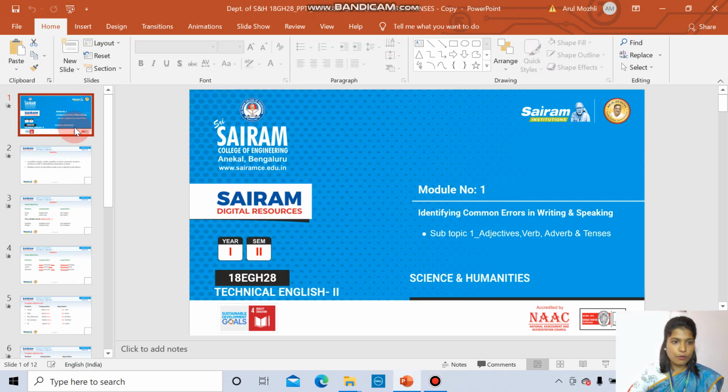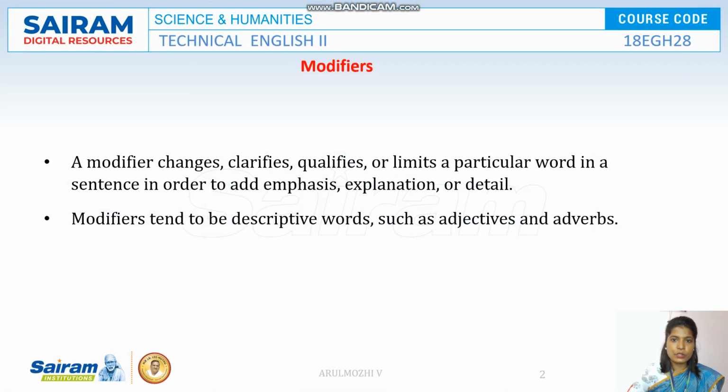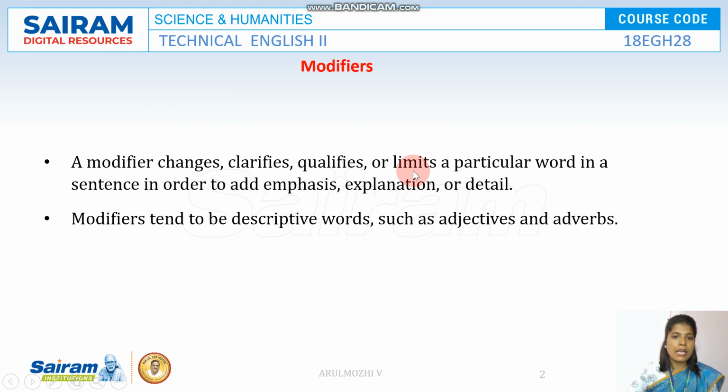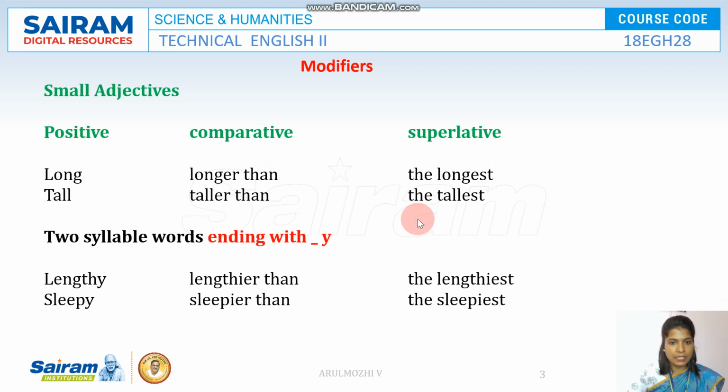In this video, we are going to see what adjectives are and what modifiers are. What are modifiers? Modifiers are nothing but words that change. A modifier changes, clarifies, limits, or qualifies a particular noun or pronoun. Modifiers tend to be descriptive in terms, such as adjectives and adverbs.